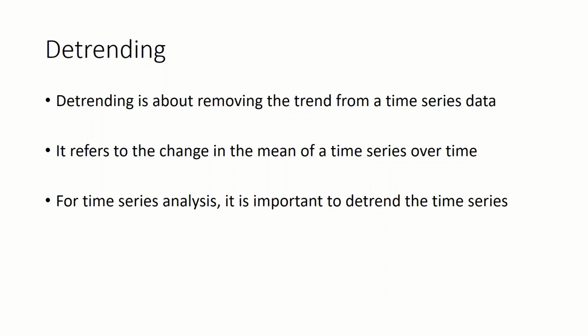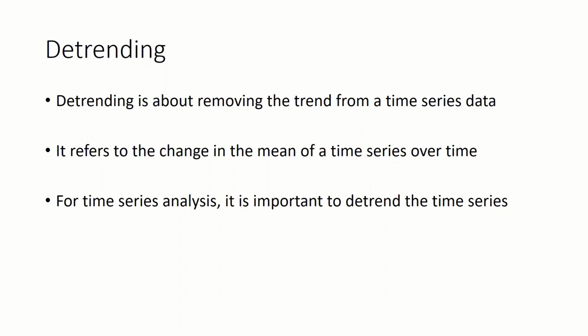If you are familiar with time series data, I'm sure you're familiar with what a trend is, right? In most cases, you will see that the time series data has some trend. So what do we mean by removing the trend? Well, in layman's language, it refers to the change in the mean of a time series over time. That's what we call a trend, and if you remove that from the time series, then we call that detrending. So for time series modeling, it's important to get rid of the trend. So how can we do that?